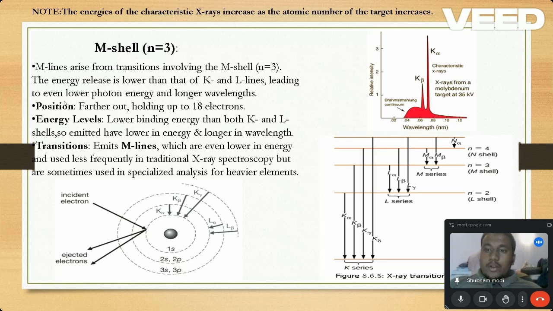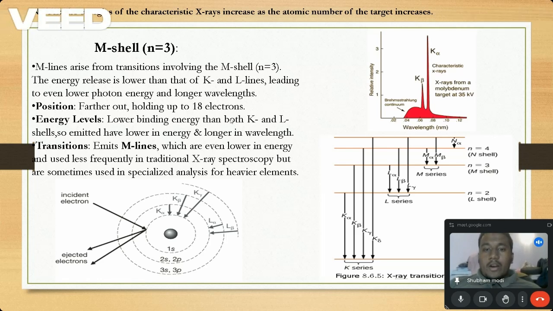And for the position, the M shell is farther, and it can hold up to 18 electrons. The energy levels require lower binding energy than the K and L shells. So they are lower in energy but longer in wavelength, means their wavelength is higher.